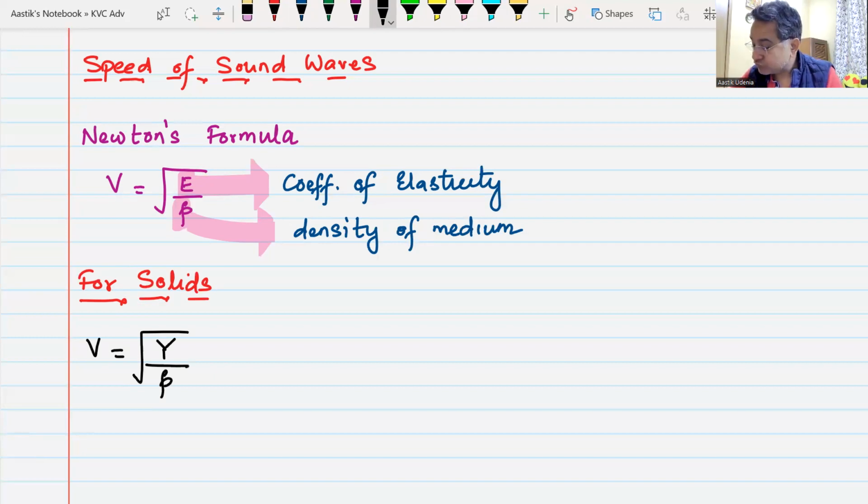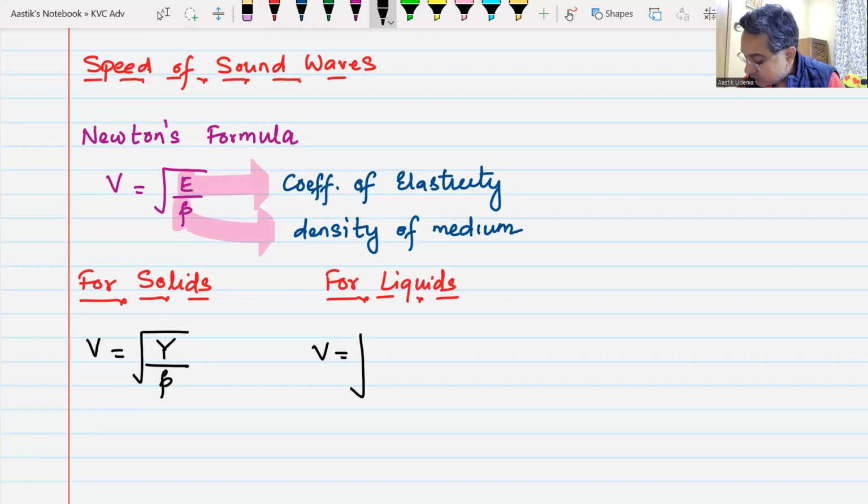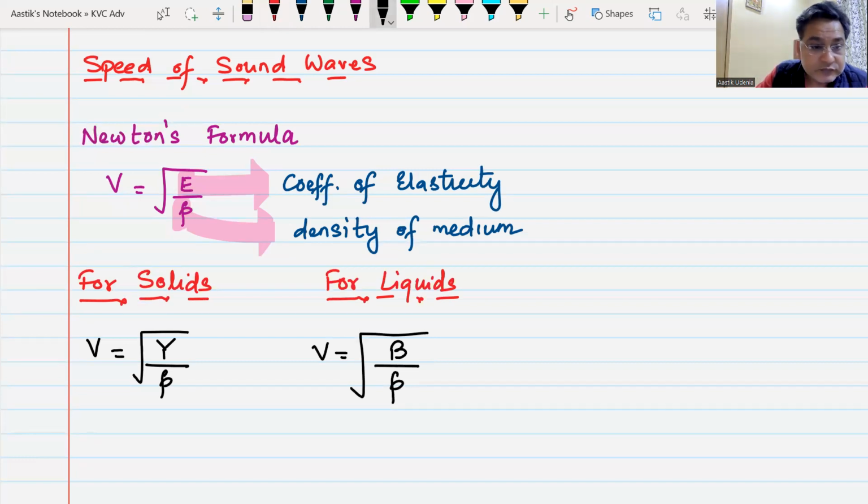Then for liquids, let me write it here only so that everything comes in one. First, understand this, then I'll give you time to write it. For liquid, it will be equal to root over B by rho. What is B? B is bulk modulus.